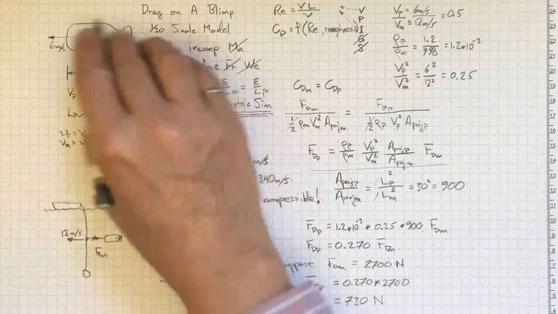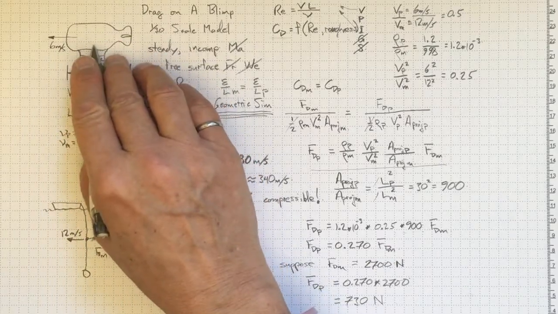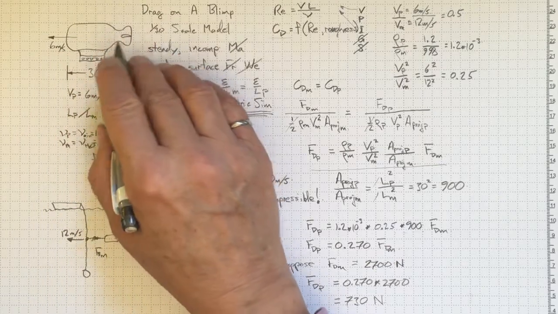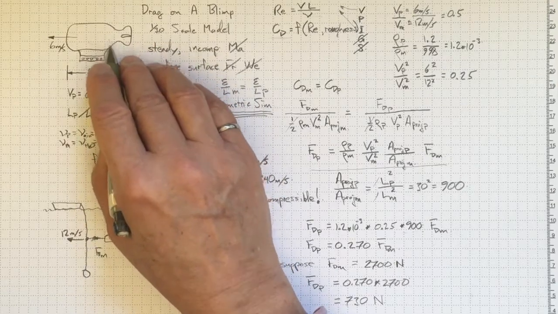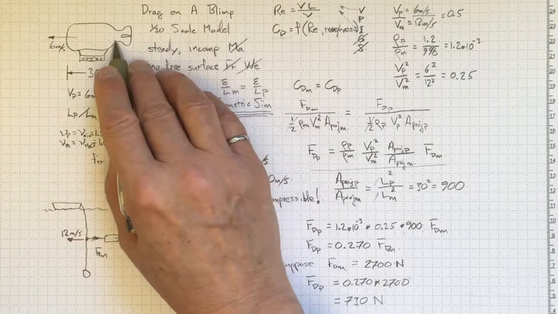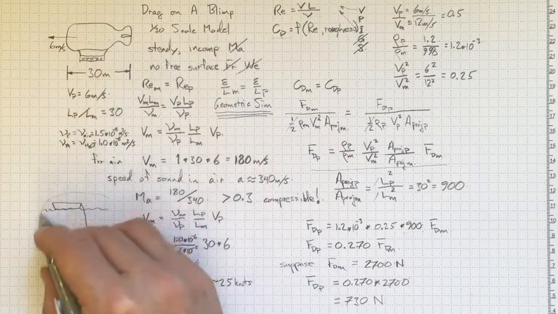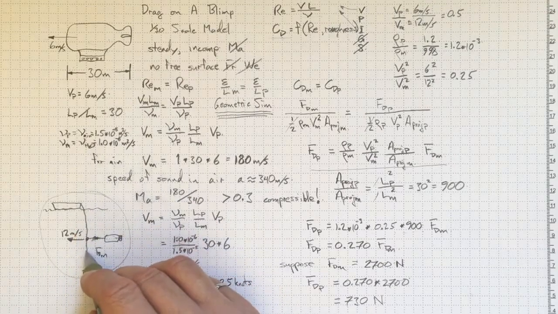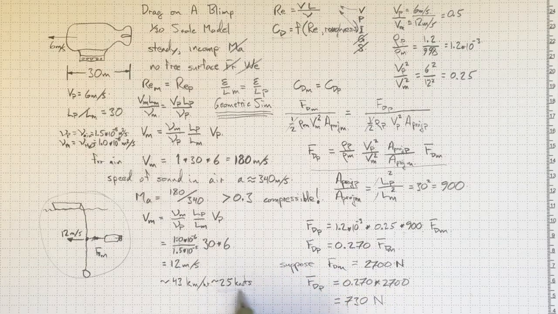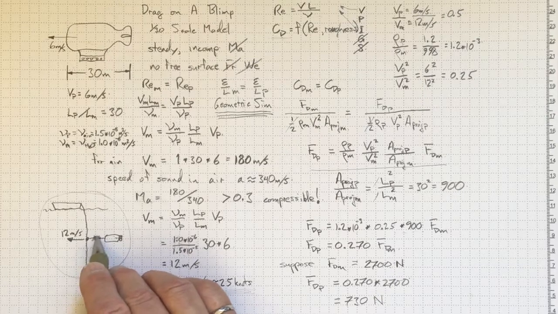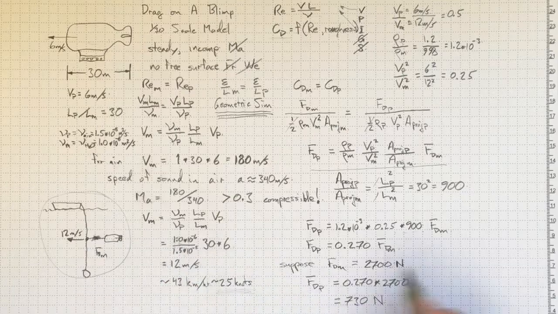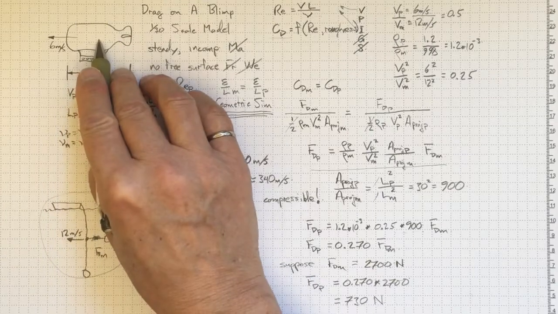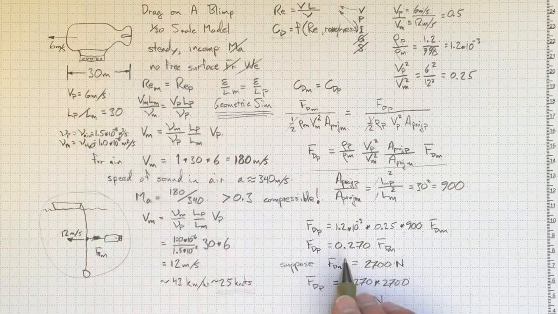So we started off wondering about our full-scale blimp and what the drag was going to be on that blimp. If we knew the drag, we'd know how big an engine we needed to overcome that drag and keep it moving forward at 6 meters per second. We went to a water situation and towed a much smaller 1 meter long blimp behind a boat at a speed of around 25 knots, which was doable with a nice power boat. We measured the tension in here with a tension gauge and found that the drag force on our model was about 2,700 newtons.